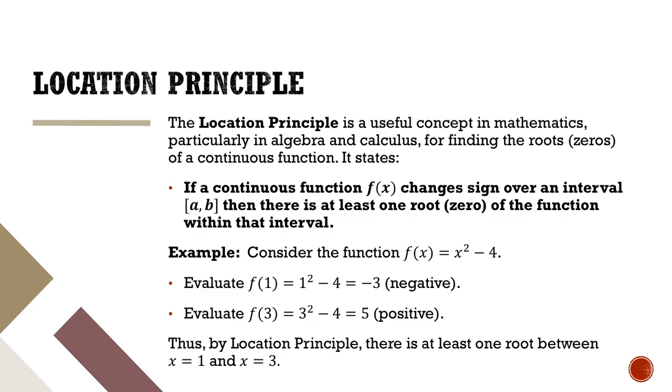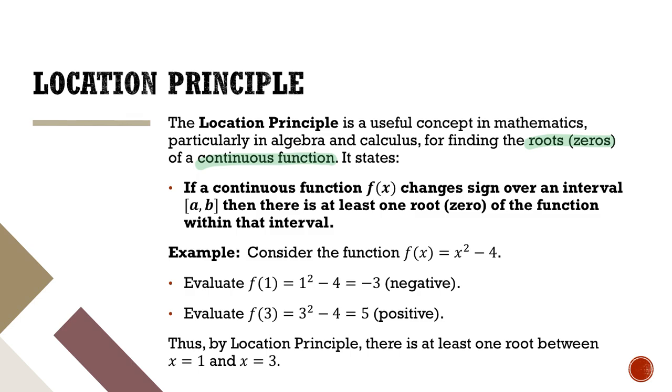So the location principle, this is something that you'll be using in calculus. It's very heavily related to something called the intermediate value theorem, and you use this with derivatives in calculus at some point. And you'll see that later, but we do need to walk through what this is. The location principle is a useful concept in algebra and calculus for finding the roots or the zeros of a continuous function. So the key thing here is that it has to be a continuous function. Therefore, we can locate the zeros, the roots, the solutions where it crosses the x-axis, those x-intercepts.